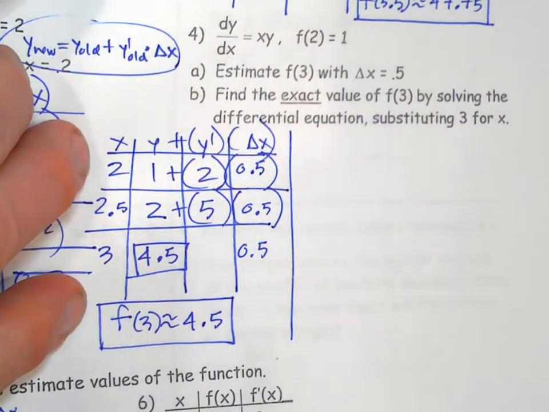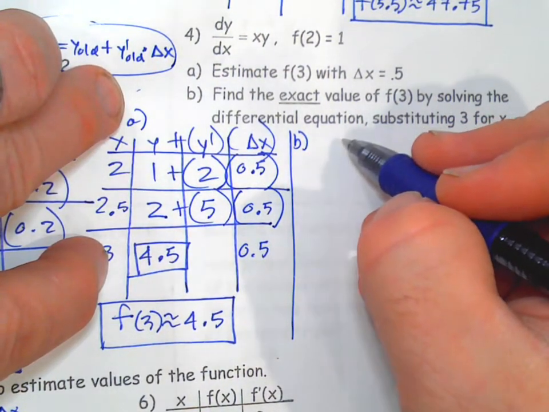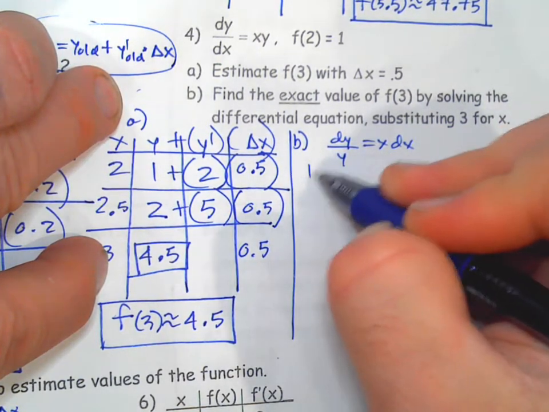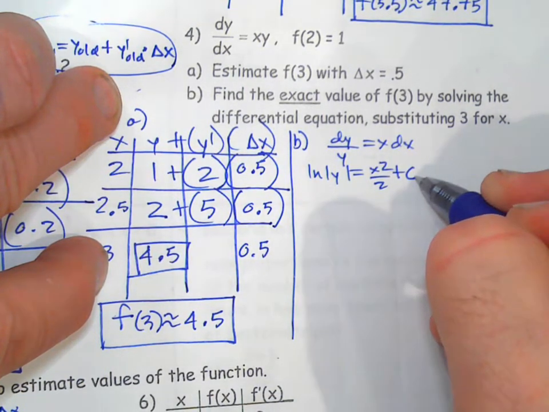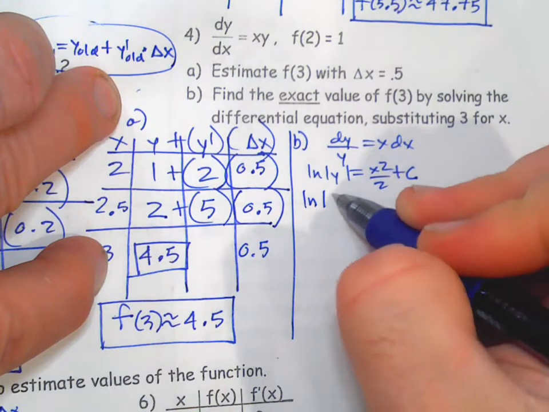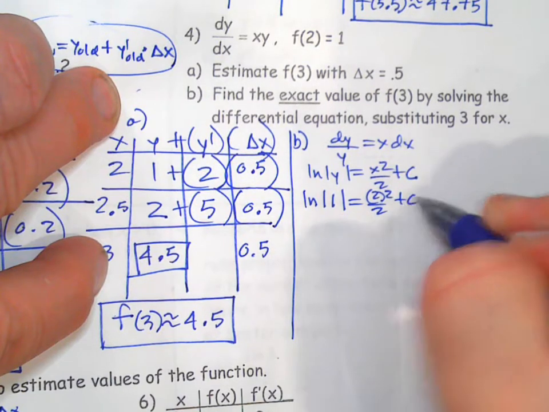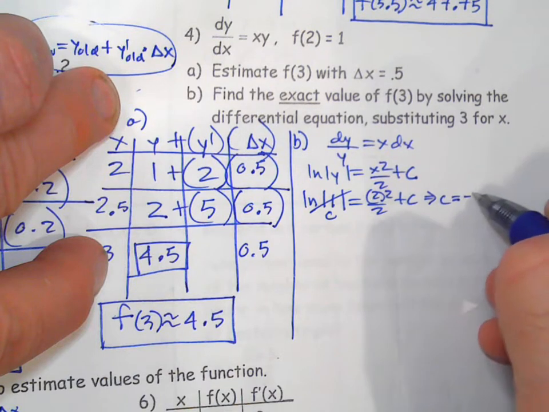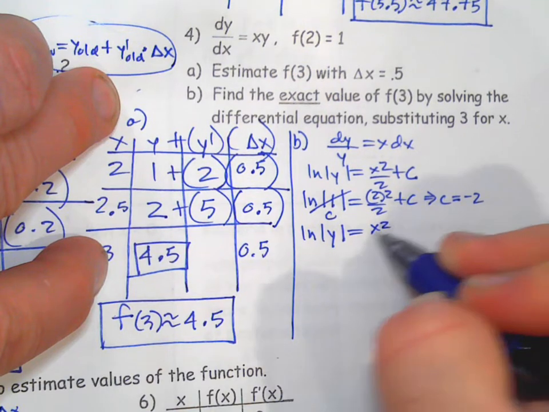Now, the exact approach is to solve the differential equation like we've been doing. So this was part A. Part B, you're going to separate the variables. dy over y equals x dx. Natural log of the absolute value of y equals x squared over 2 plus c. Let's find the c value. Natural log of 1 equals 2 squared over 2 plus c. This is going to be 0. So c is going to equal -2. So natural log of the absolute value of y equals x squared over 2 minus 2.